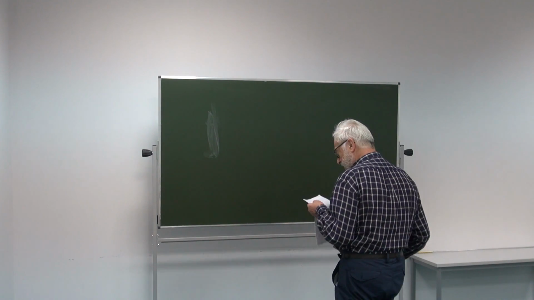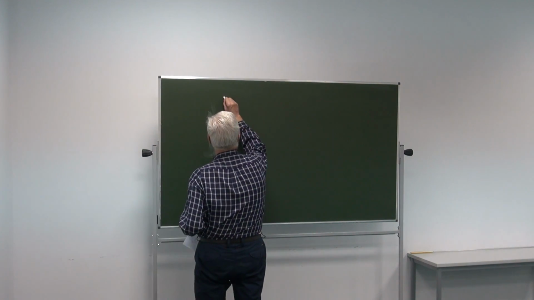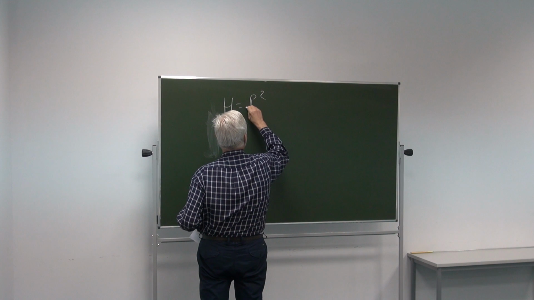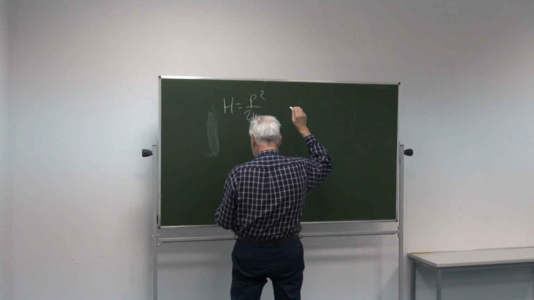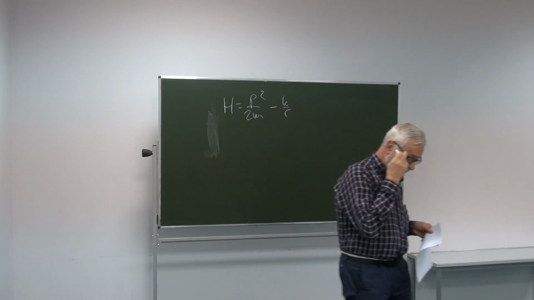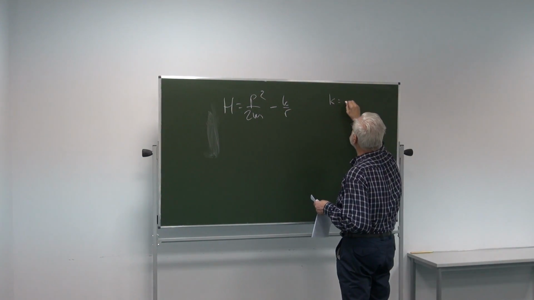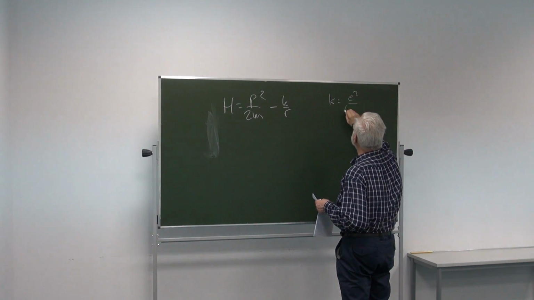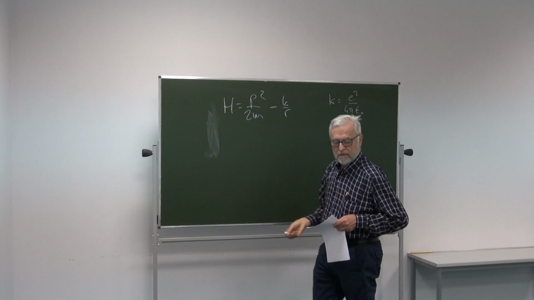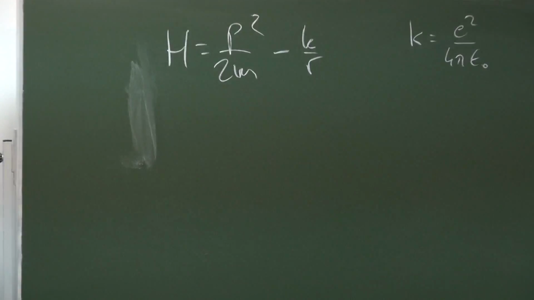To set the stage for this, let me start from a classical mechanics problem, the Kepler problem, for which, of course, we know that the Hamiltonian is the sum of the kinetic energy and the potential energy for the attractive Coulomb potential. And it's not essential, but let me remind you that k is e squared divided by 4 pi epsilon 0 if we want to work with SI units.